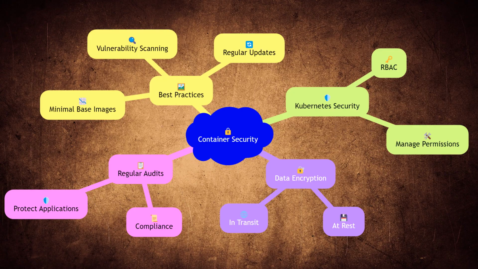Security is a critical aspect of container deployment. Implement best practices such as using minimal base images, regularly updating images, and scanning for vulnerabilities. Use Kubernetes security features like role-based access control, RBAC, to manage permissions. Encrypt sensitive data both at rest and in transit. Regularly audit your security settings and practices to ensure compliance with industry standards and protect your applications from threats.